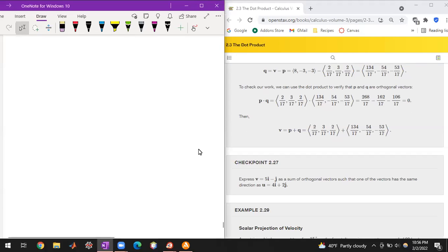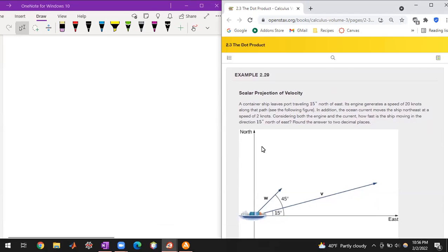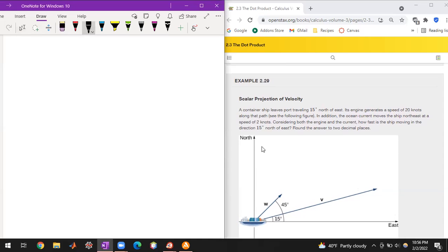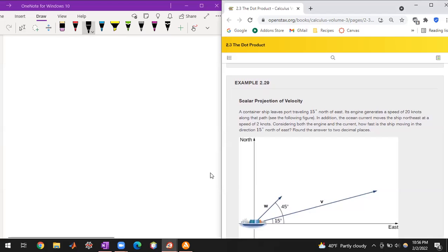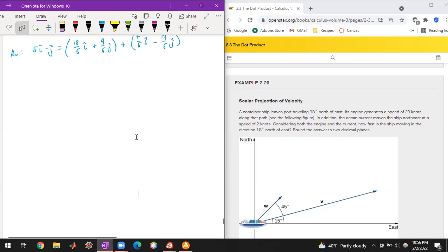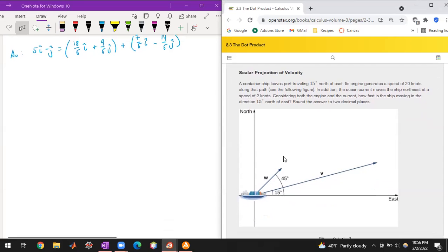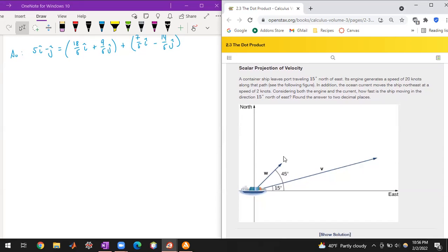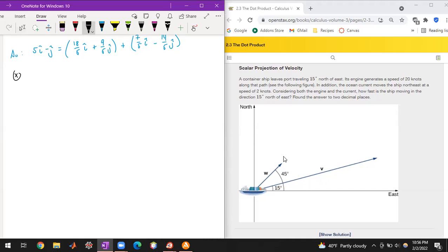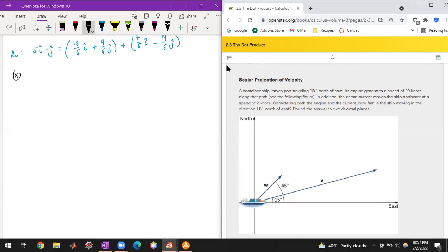All right, so let's take a look at the next example, 2.29. This is regarding the scalar projection of velocity. We're told that a container ship is leaving port 15 degrees north of east. We know that the engine generates a speed of 20 knots along that path based on the figure that we have here. In addition, the ocean current moves the ship northeast at a speed of 2 knots. So considering both the engine and the current, how fast is the ship moving in the direction of the 15 degrees north of east?